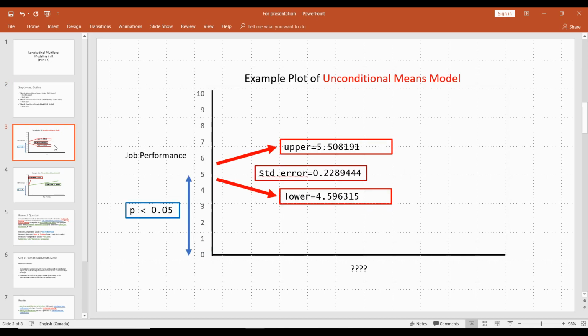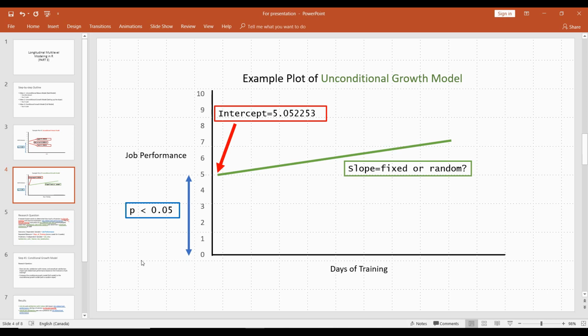So just to quickly recap, in the first video we put together the unconditional means model, which was setting up the intercept, which we found out was significantly different from 0. At this point, we're only looking at our dependent variable, which was job performance. There are no predictors or measures of time within the model just yet. And then in the last video, we did the unconditional growth model, where from the intercept we created a slope, either fixed or random, using a measure of time, which was how many days of training participants, or employees, I should say, took part in.